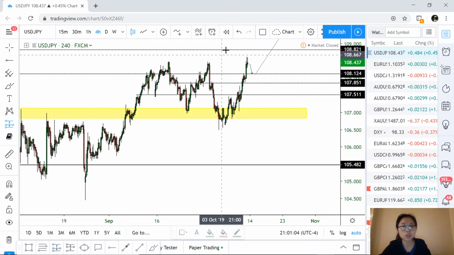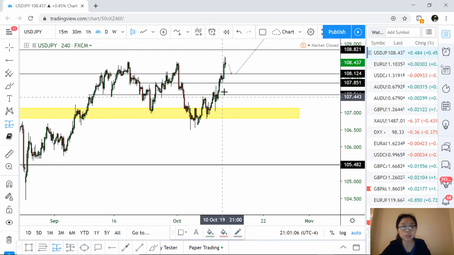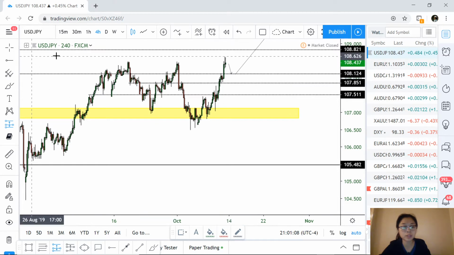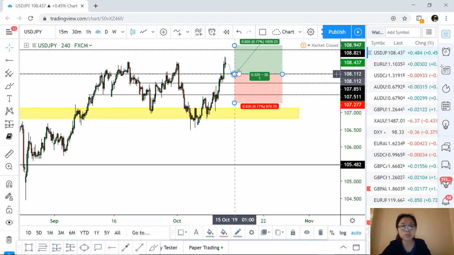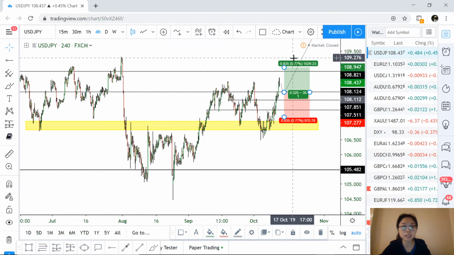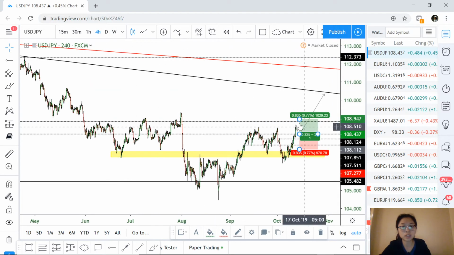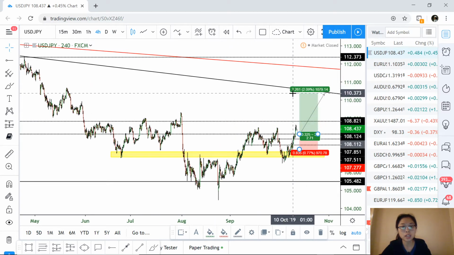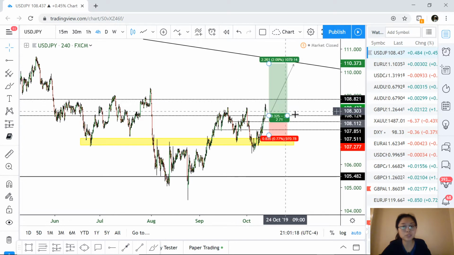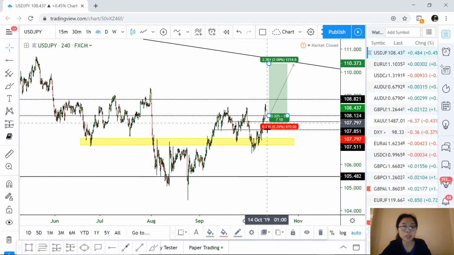You will enter on the retest of either one of these three levels, the 1, 2, 3, and then your target would pretty much be the next descending trend line, which is all the way up here. And it's pretty possible you would have to give it some time, and depending on where you enter, you will adjust your stop loss accordingly to market structure.